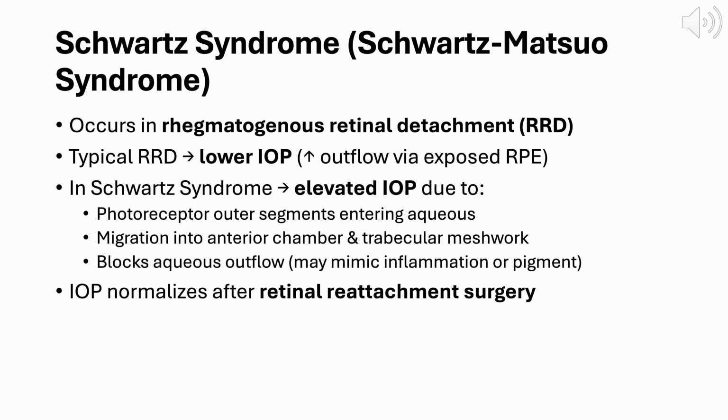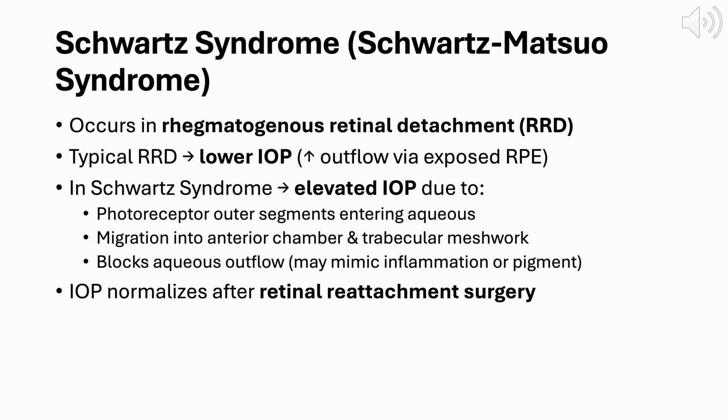On this slide, we'll go over Schwartz syndrome, also known as Schwartz-Matsuo syndrome. This occurs in the setting of a rhegmatogenous retinal detachment. Normally, with a detachment, we actually expect lower intraocular pressure because outflow increases through the exposed retinal pigment epithelium. But in Schwartz syndrome, the opposite happens.